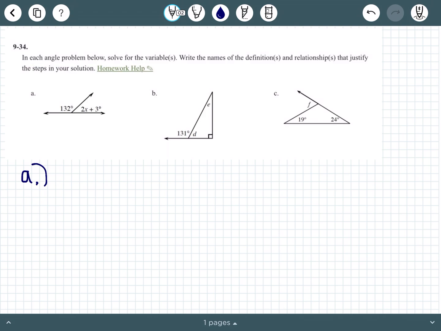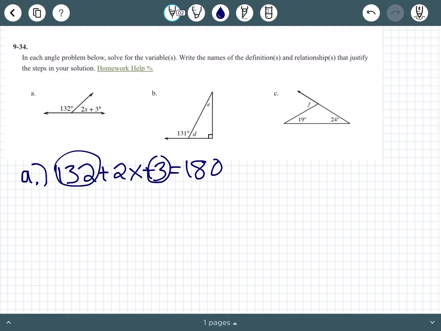I see right away that these two angles form a supplementary angle, which would add up to 180 degrees. So I'm going to go ahead and write an equation. I'm going to do that 132 plus 2x plus 3 equals 180. And if I simplify my left side, I can add my 132 and 3 to get 135 plus 2x equals 180.